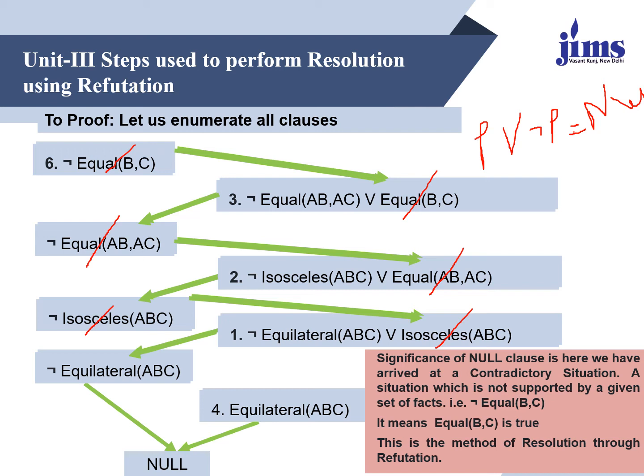Now in statement 4 we are given equilateral ABC. Equilateral ABC and not equilateral ABC are going to get cancelled, and we are left with null. So at the end we are not left with any resolvent. We have used all the propositions. We are not having anything in our head.